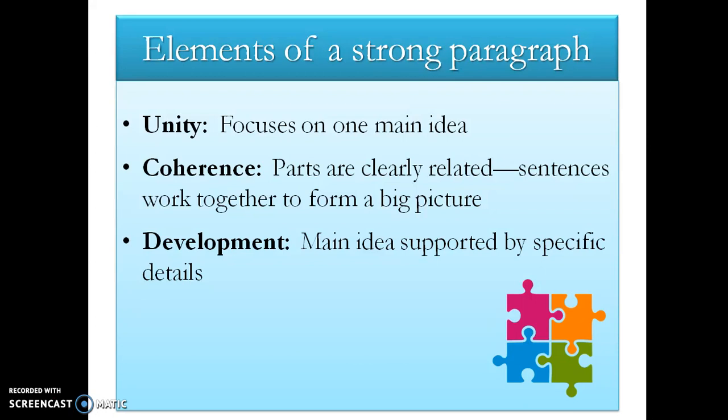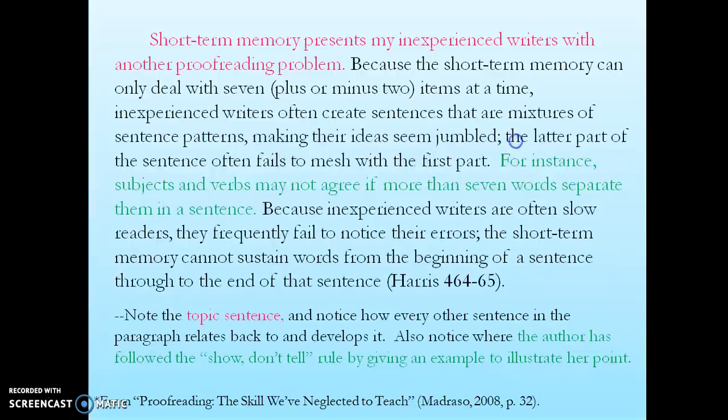The last element of a strong paragraph is development, and that means that your main idea is supported by specific details. Those might be statistics or something interesting that you read in a study, something from your source material. It should be fully developed and fleshed out. So let's look at a sample paragraph that demonstrates these elements.